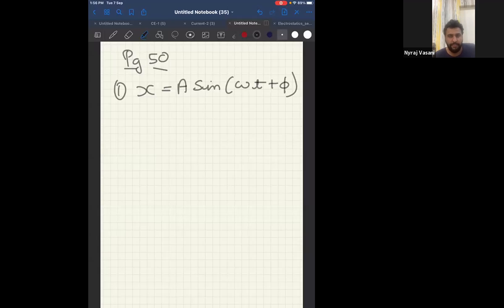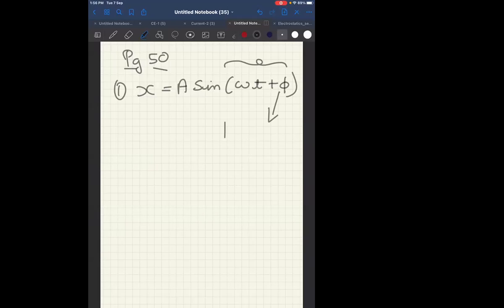Correct? Whatever the trigonometric term tells you, that is the phase. Now that means this is the phase. And that is why this was called... Do you remember the name? What this was called? Anyone? Phase.